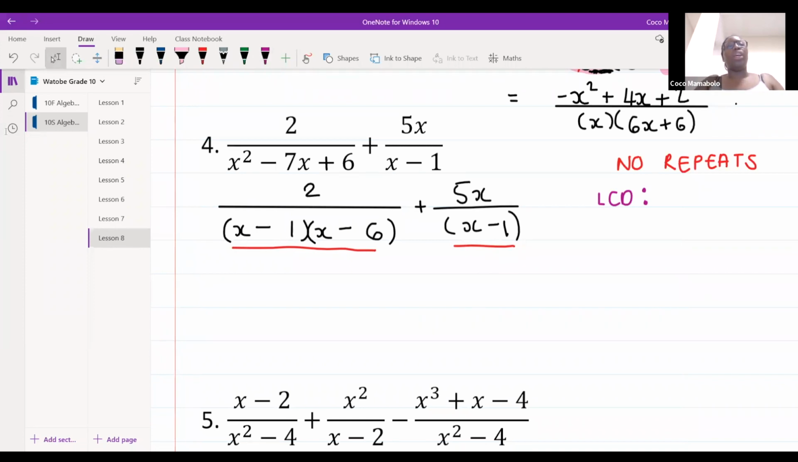Okay, so guys, that means that when I write down my LCD, I don't have to write x minus 1 out twice. I just need one of it. So I'm only going to write x minus 1, because that x minus 1 will cover this one and that one. They're both covered. What is missing now from my LCD, guys? Tell me in the chat. What's missing from my LCD? What have I not written down?